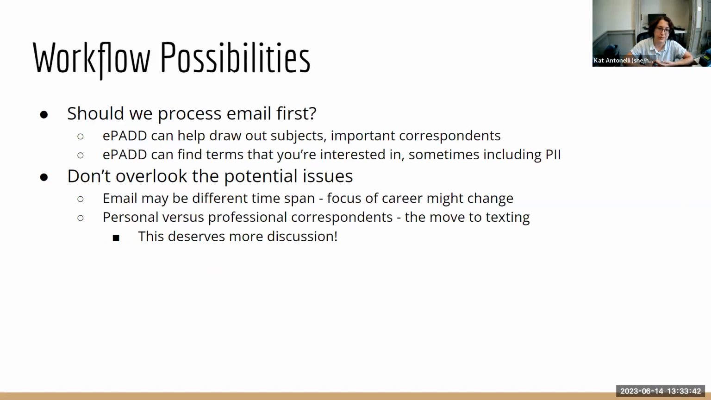And there are certainly some issues with this still, because the email that you receive may be a different time span than the rest of the collection. That was certainly the case for Garwin, as the proper email does not start until 2001, versus the rest of the materials. Paper materials start in the 60s or 70s. I think the correspondence starts in the 80s. But that's not so much the case for the newer collections we have coming in, which are coming from folks who were maybe more active in the 90s. And so that's one issue with this approach.